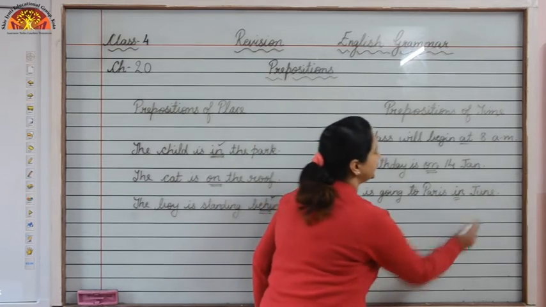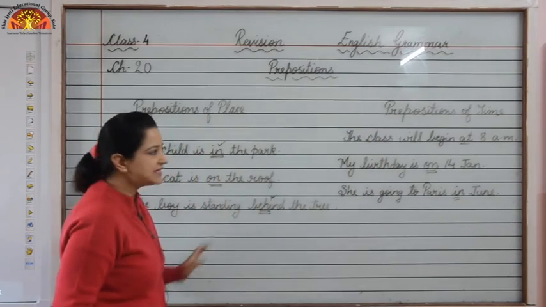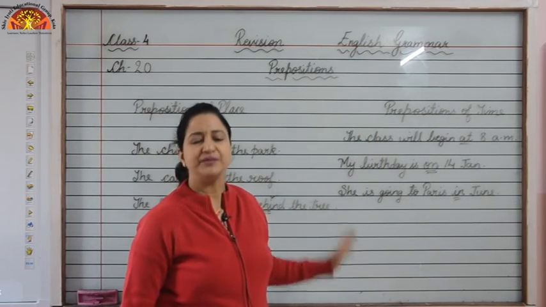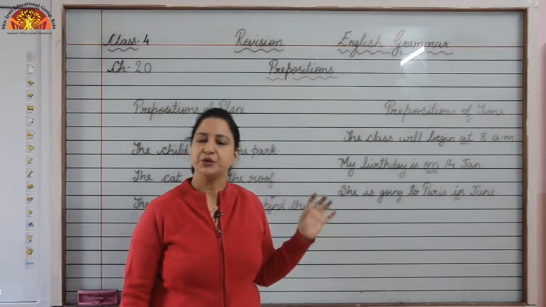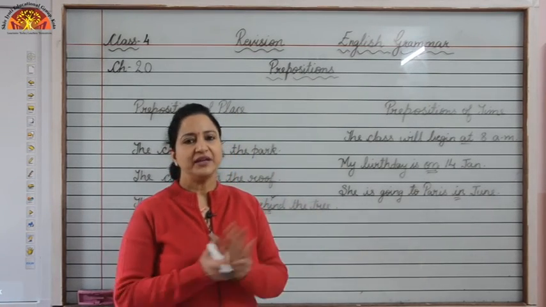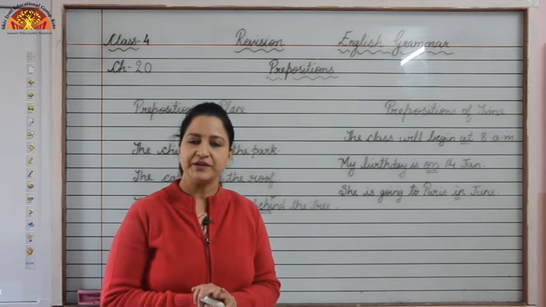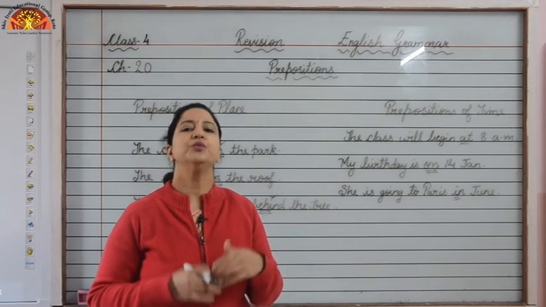So these are the prepositions of place and these are the prepositions of time. There are a lot more prepositions. Here I have explained a few. So I think now prepositions are also very clear to you. Let's move to the next chapter.